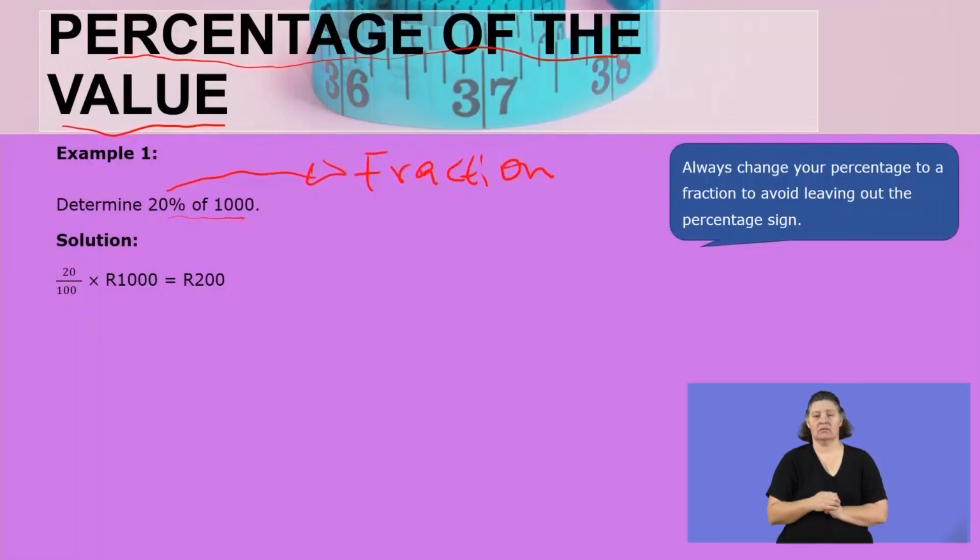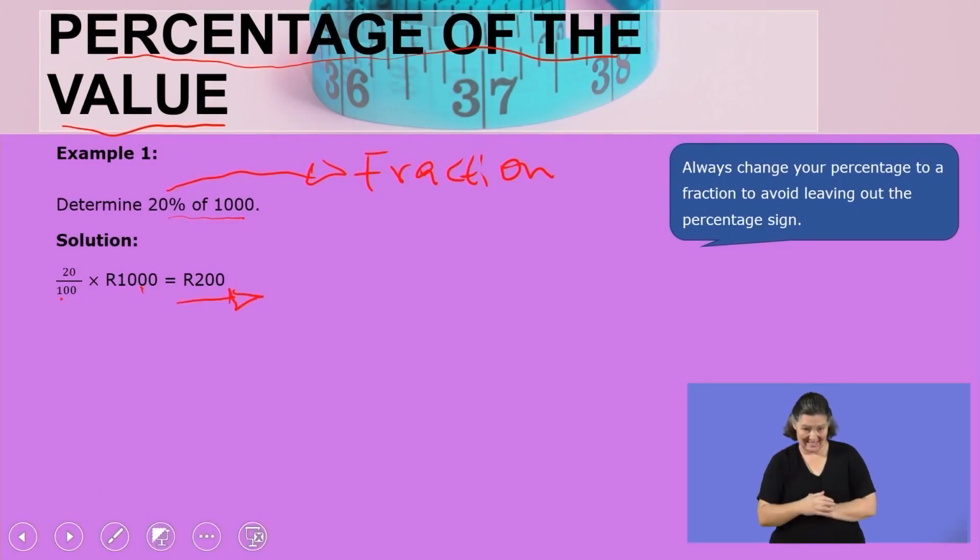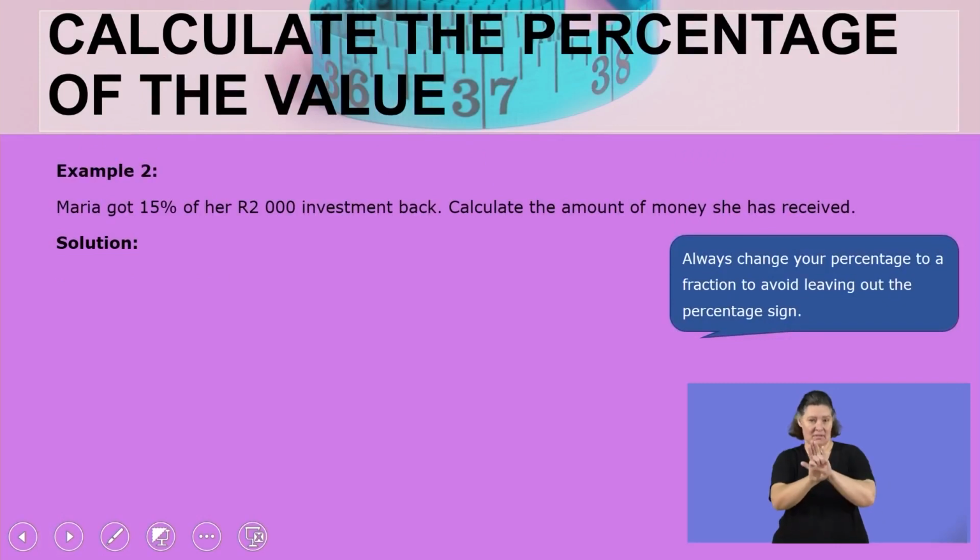As we change it to a fraction form, it becomes 20 divided by 100, and then we multiply by 1,000. We can verify that together. Let us press the calculator together. It's 20 divided by 100, and then we multiply by 1,000. I hope you all got the correct answer. We get 200 rand. Then let's move to the second example.